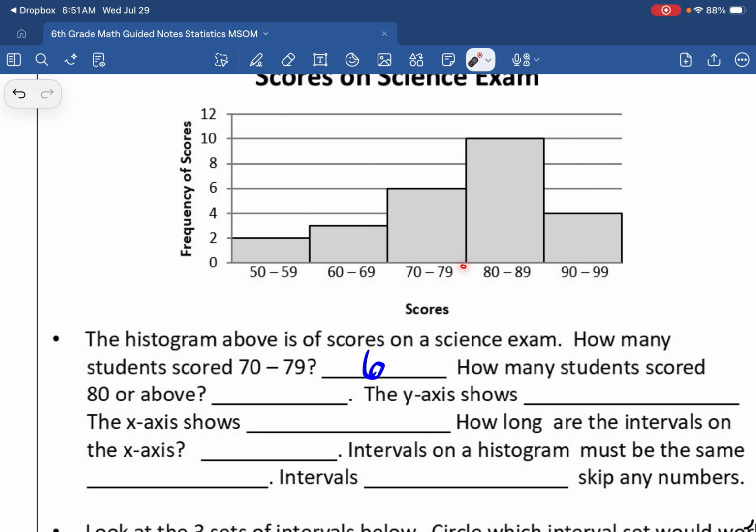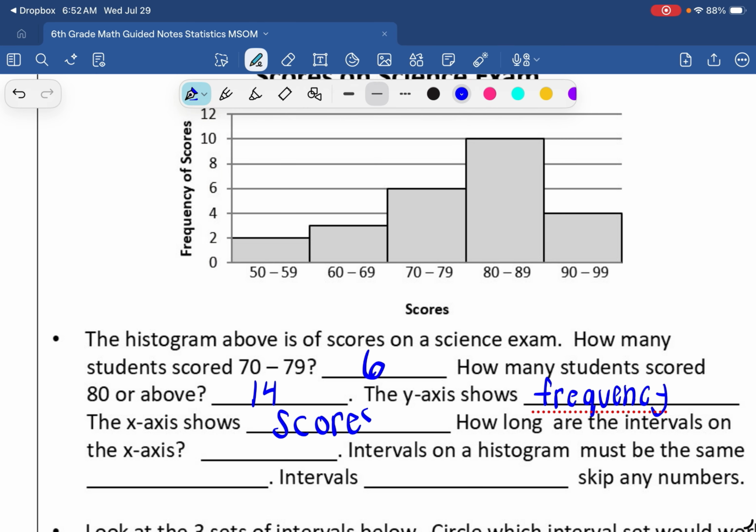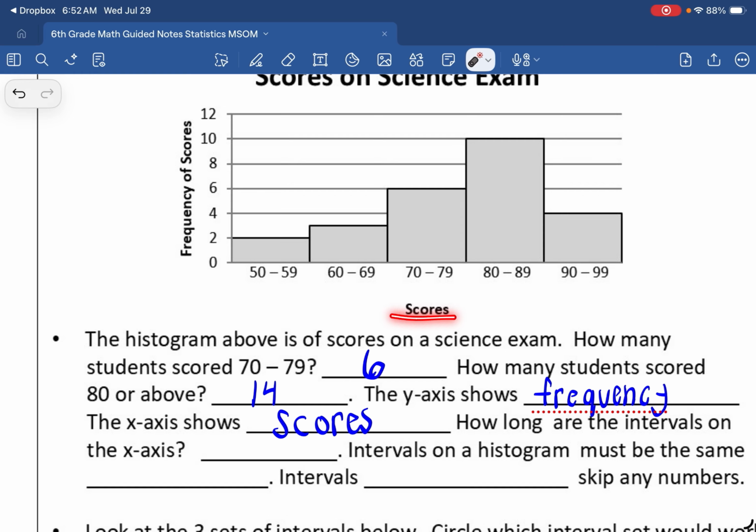So 80 or above would be 10 plus 4 would be 14. The y-axis shows, so my y-axis right here is the frequency of the scores. And the x-axis shows the scores. How long are the intervals on the x-axis? So I'm looking at these right here. Those intervals are 10 numbers. So 50 to 59 is 10 different scores.